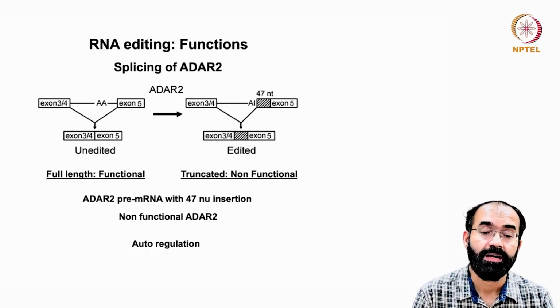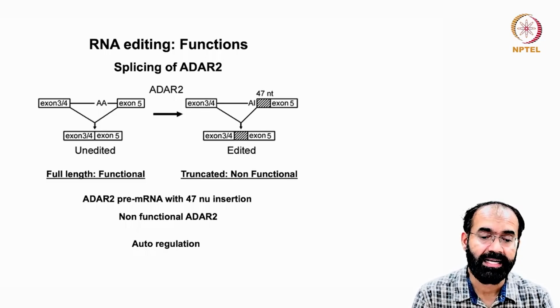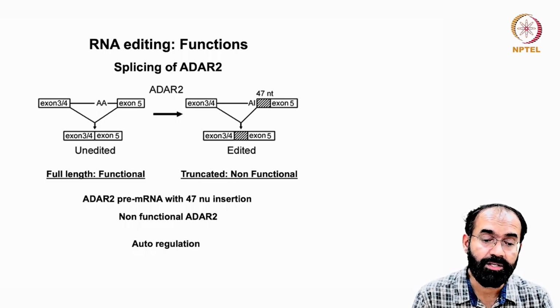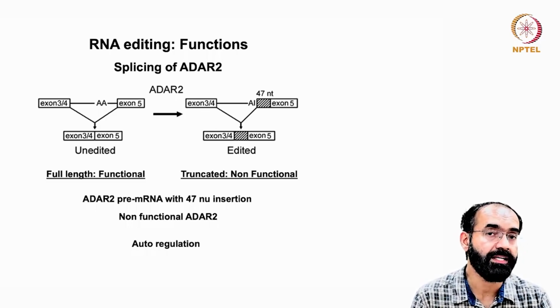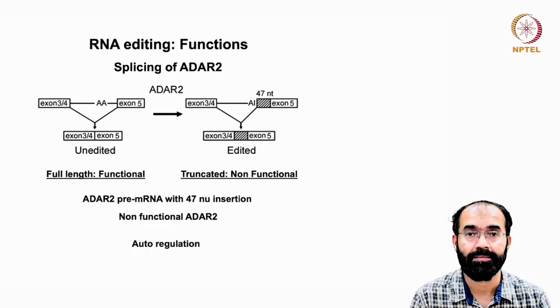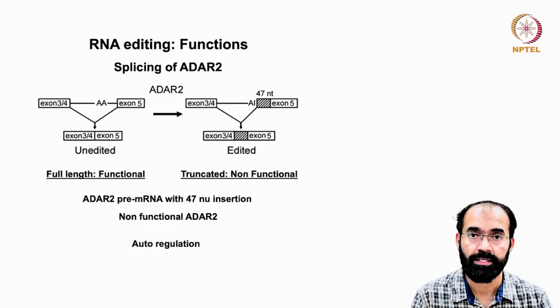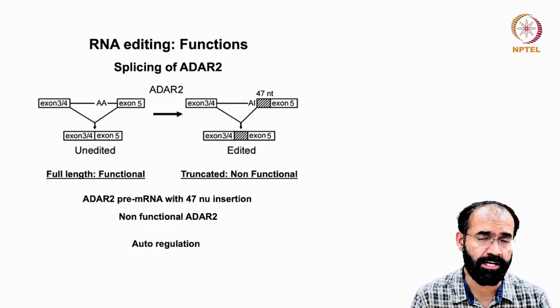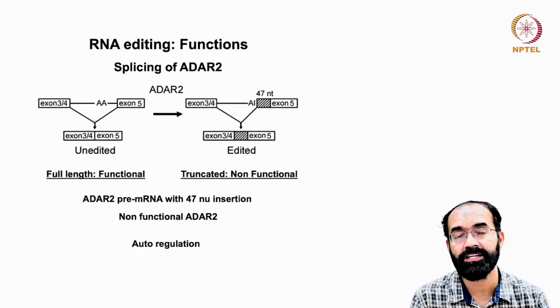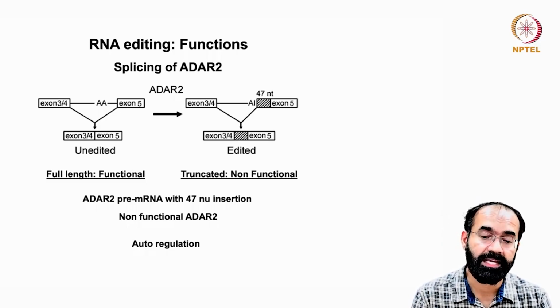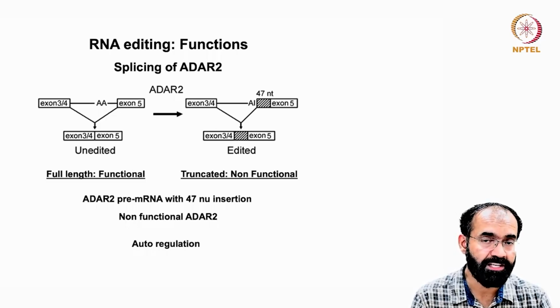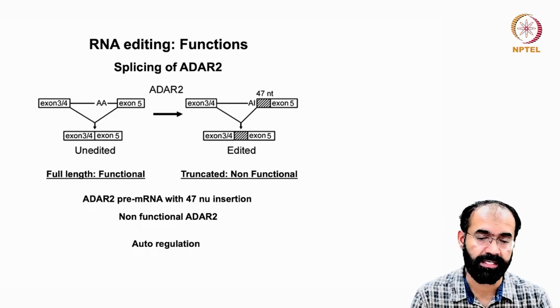But if ADAR2 is present, it can create an A to I change, and this is happening in the branch point. So branch point of the intron, there is an A, and now this A is not an A. The adenosine is no more an adenosine. That adenosine is now edited into inosine, and because of this, it will skip the portion from the branch point until the end of the intron.